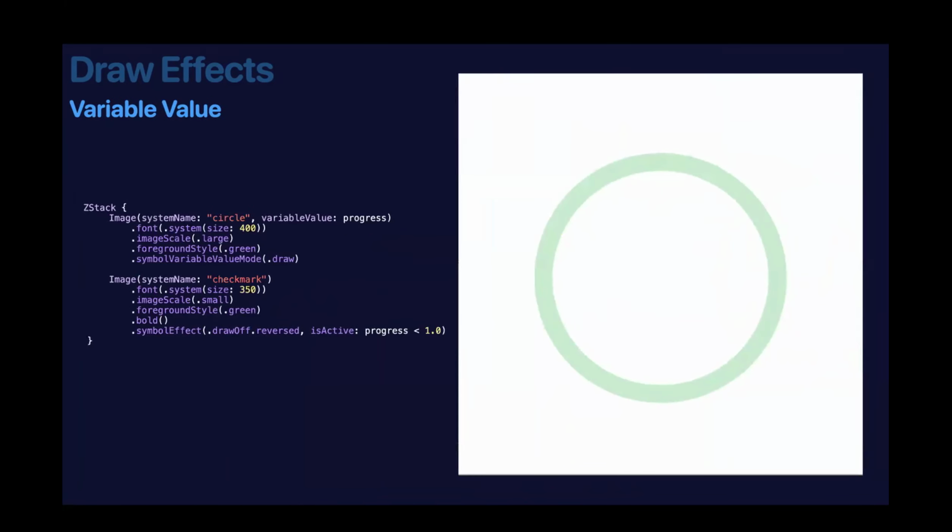And here I have the variable value control in the back in a Z stack, and then in the foreground I'm actually adding a check mark with this standard draw on effect. So definitely mix and match and play around with this, because you can put multiple effects together and create something really cool.